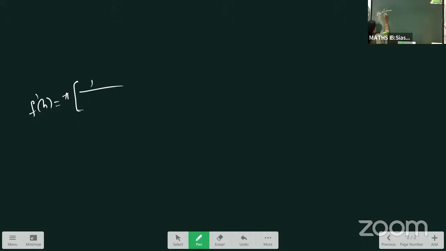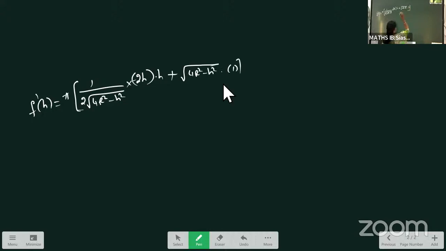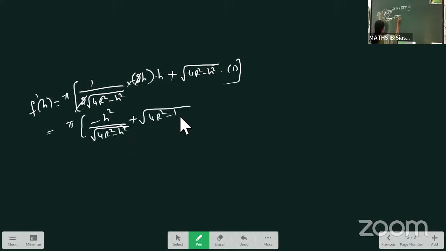So we can write 1 by 2 root of 4r square minus h square into internal derivative, h square derivative minus 2h, into h as it is, plus again under root of 4r square minus h square as it is into h derivative is 1. Because UV rule is UV dash plus VU dash. Here 2 and 2 getting cancelled. Pi into minus h square by under root of 4r square minus h square plus under root of 4r square minus h square.